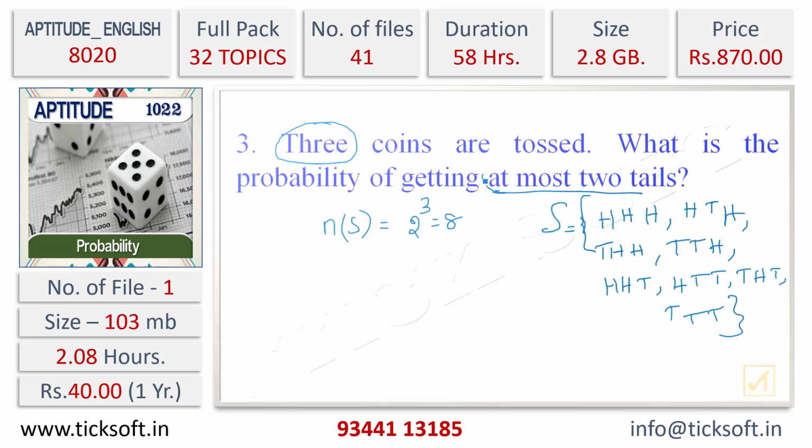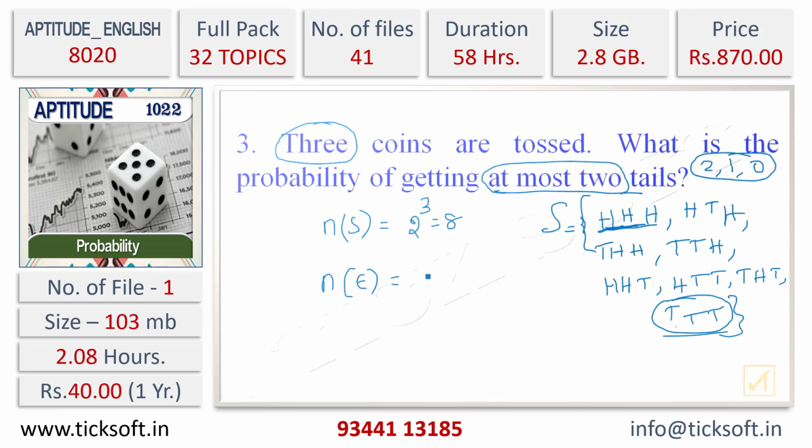Here listen, at most 2 means what? At most 2 means 2 and less than 2. So this means we can choose the elements which consist of 2 tails or 1 tail or 0 tails. So at most 2 tails means we have to include all the 7 elements except this TTT, because at most 2 means we should not have 3. So except this one element we have totally 7 elements as the required elements.